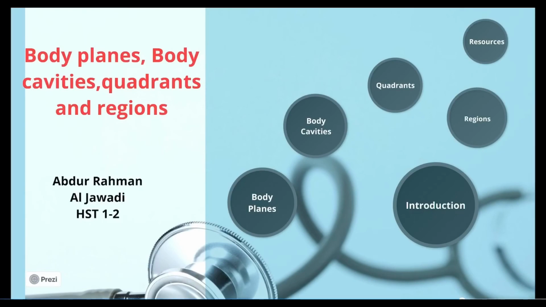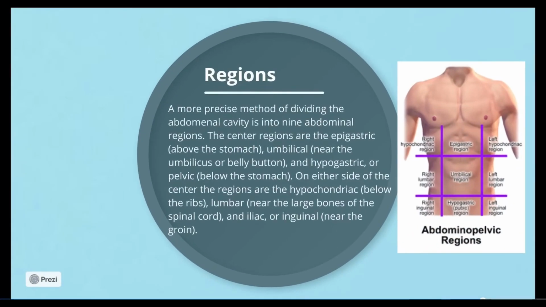Next, we're going to talk about regions. A more precise method of dividing the abdominal cavity is into 9 abdominal regions. The center regions are the epigastric, which is the one above the stomach, the umbilical region, which is the one near the belly button, and the hypogastric, which is the one below the stomach. On either side of the center, the regions are the hypochondriac, which is the one near below the ribs, and then the lumbar, which is the one near the large bones of the spinal cord, and the iliac, which is the one near the groin.